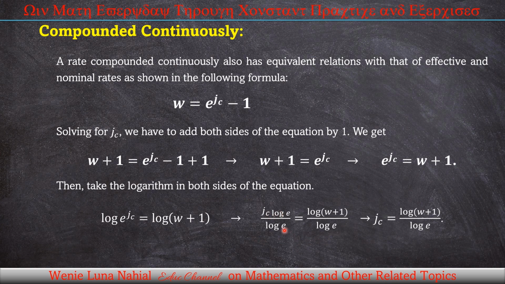Then in here, we divided both sides by the logarithm of e, because our goal is to solve for j sub c. So we can cancel this one at the left. What remains is j sub c equals the logarithm of the quantity w plus 1 all over the logarithm of e.